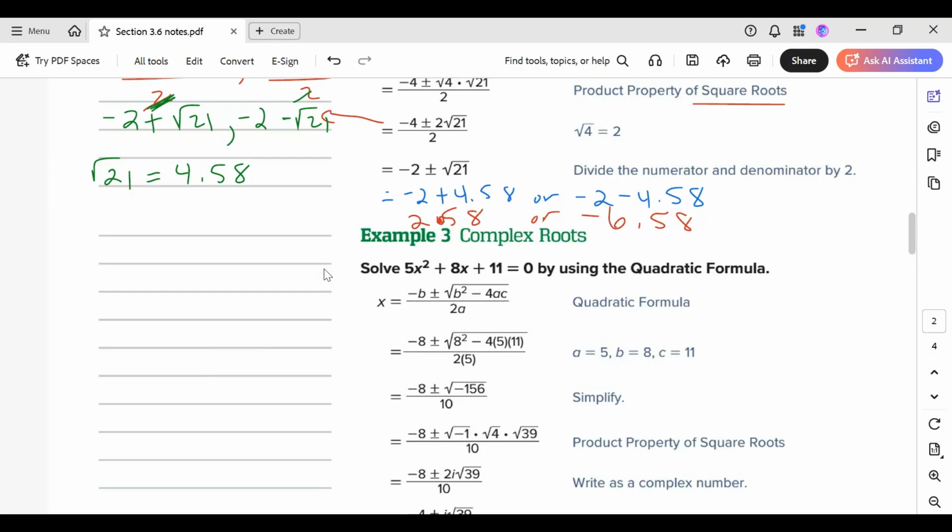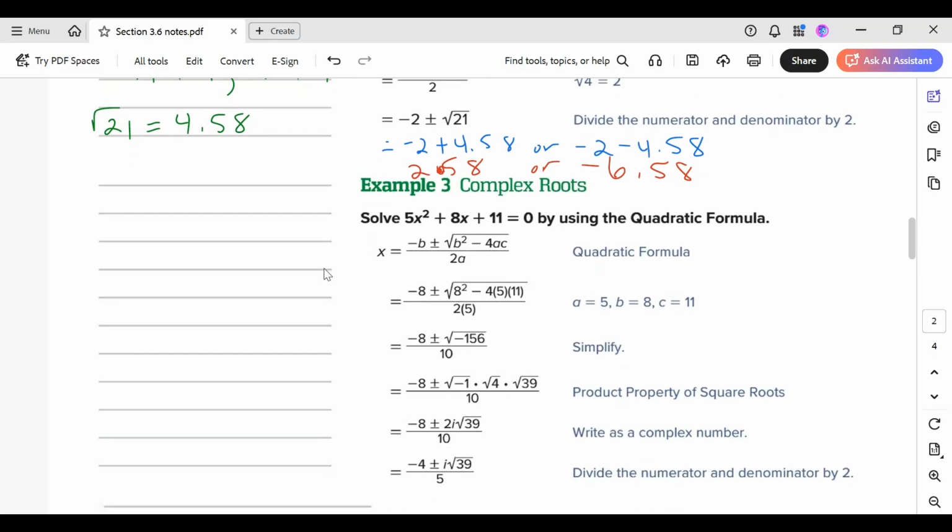In example 3, it says solve using complex roots. They gave us solve 5x squared plus 8x plus 11 equal to 0. Again, identify your pieces. The A value is 5, the B value is 8, the C value is 11. We substituted into our equation, simplified, and got to negative 8 plus or minus the square root of a negative number. Remember, square roots of negative values use the i value. We need to use the imaginaries.